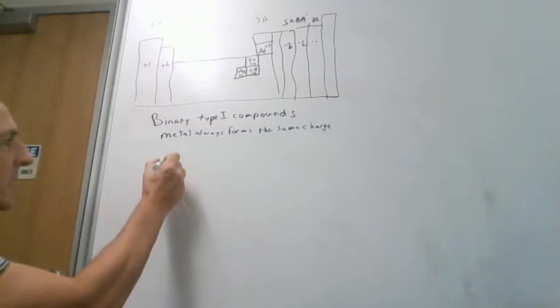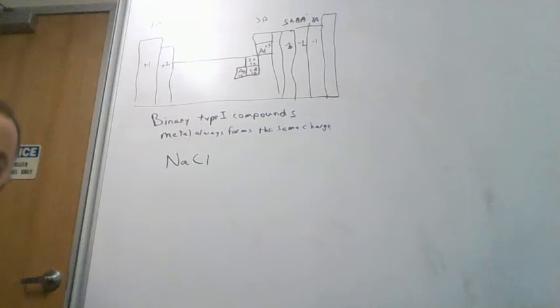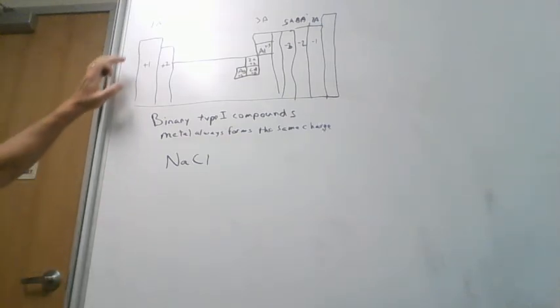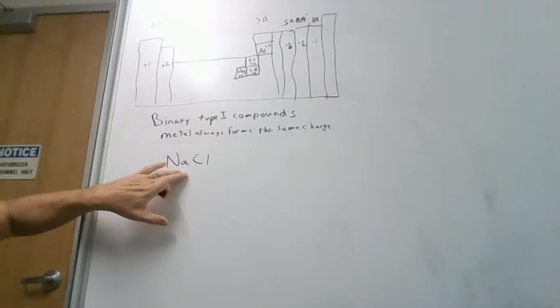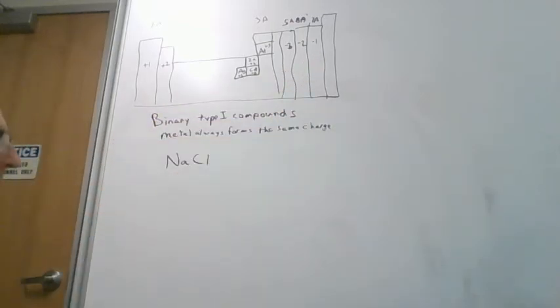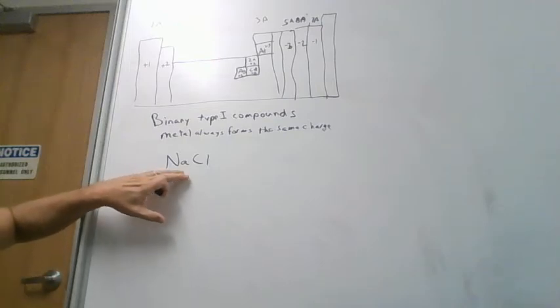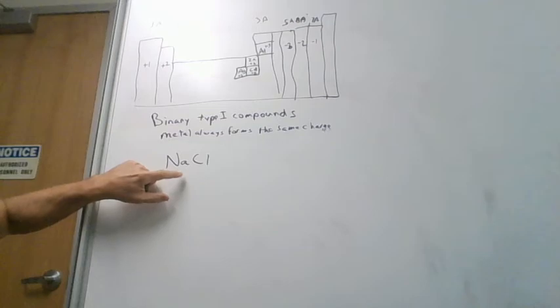Let's look at an example of a binary type 1 compound. Say we have Na and Cl. Sodium is here in group 1A of our periodic table, so it's always going to form a +1 charge. The metal is connected to a non-metal. Chlorine is over here, one of the halogens. So this qualifies as a binary type 1 compound because the metal always has a +1 charge.